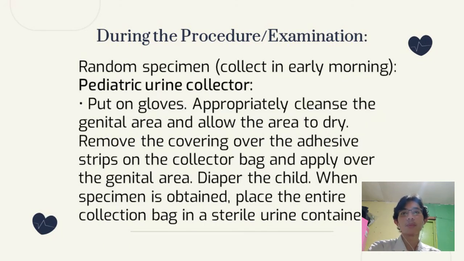Next is pediatric urine collector. Put on gloves, appropriately cleanse the genital area, and allow the area to dry. Remove the covering over the adhesive strips on the collector bag and apply over the genital area. Diaper the child, and when the specimen is obtained, place the entire collection bag in a sterile urine container.